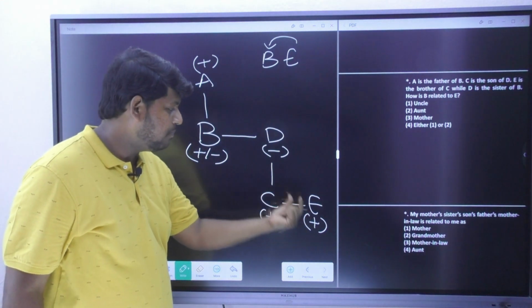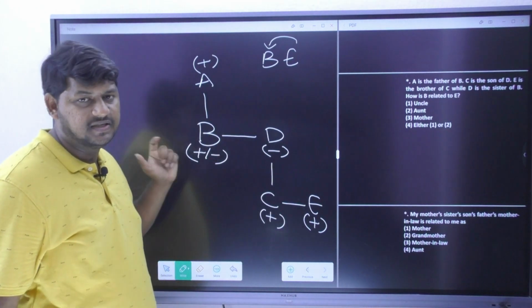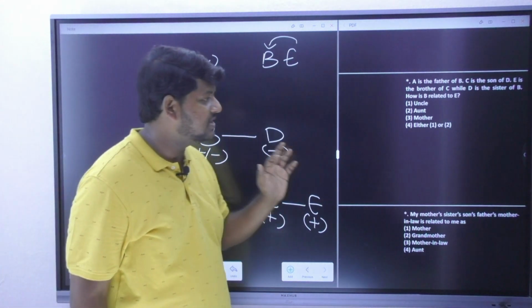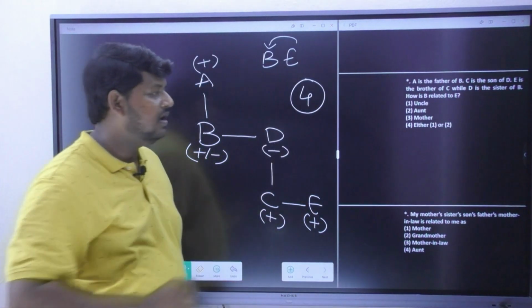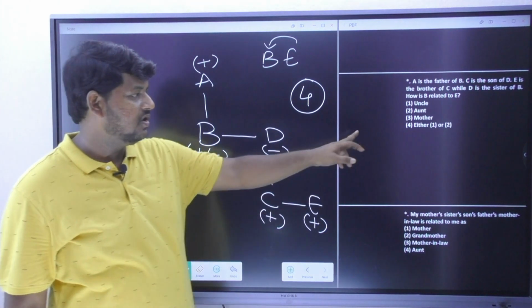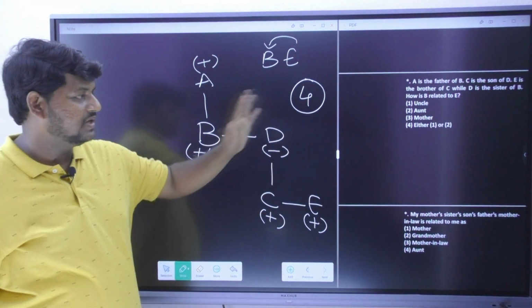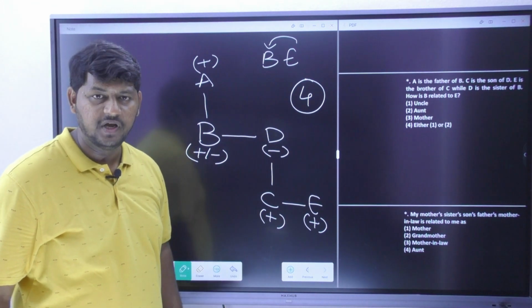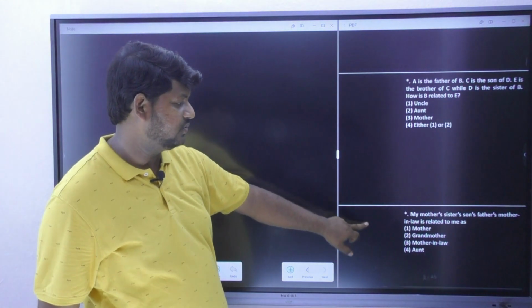So your mother's brother is your uncle, your mother's sister is your aunt. So answer becomes what? 4. You know why? Either uncle or aunt. That is option either 1 or 2. That is why your answer is option number 4. Am I clear? Correct. Let us move on to the next question.